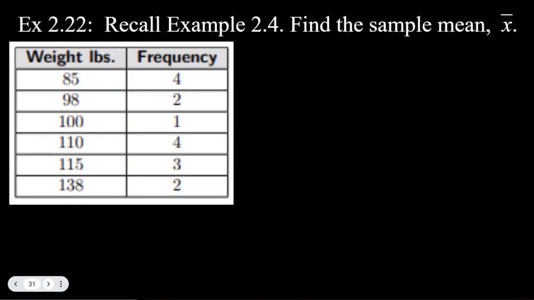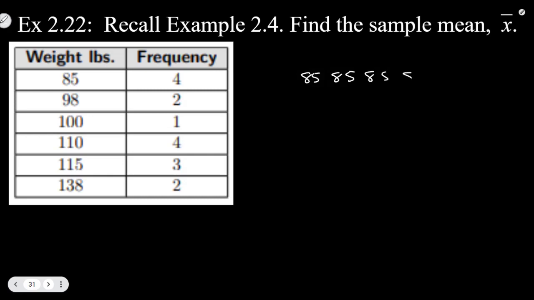Now we want to recall example 2.4, and we want to find the sample mean. But notice this is a frequency distribution. So one option that we would have is, we know that 85 occurs 4 times. We could write 85, 85, 85, 85, and then we could write 98 and 98. We could write 100. We could write 110 4 times. And we could list these all out and we could add them up.